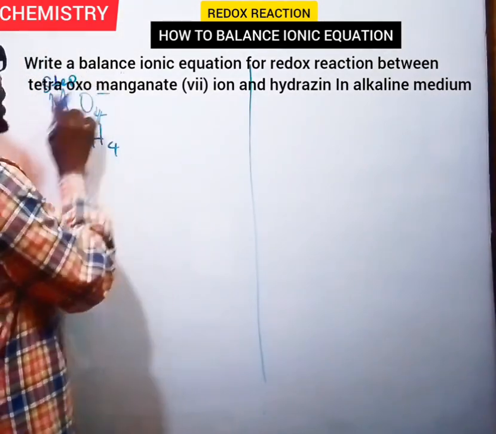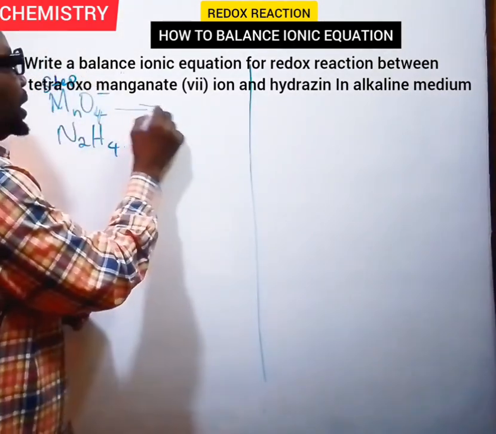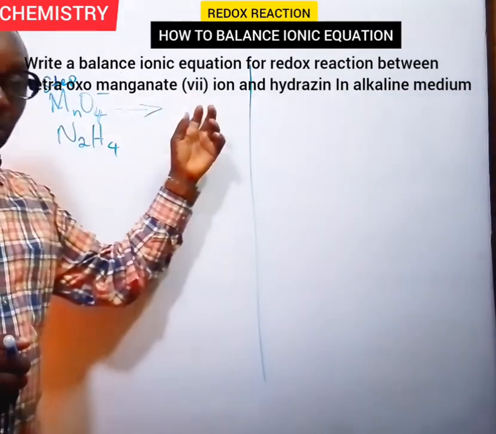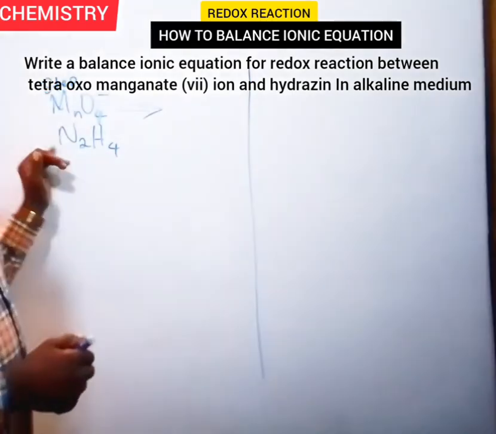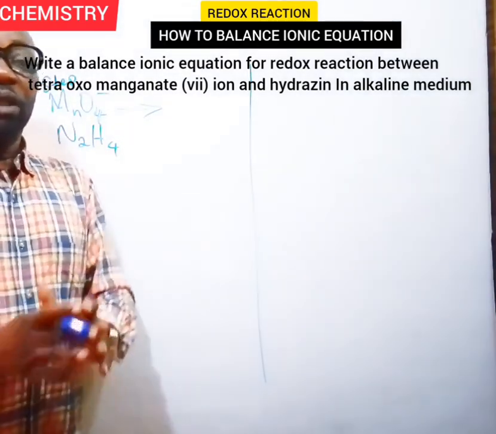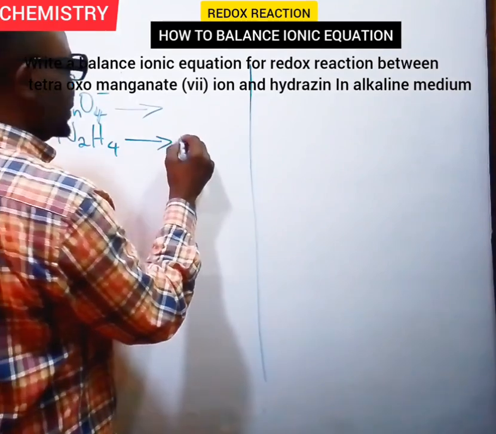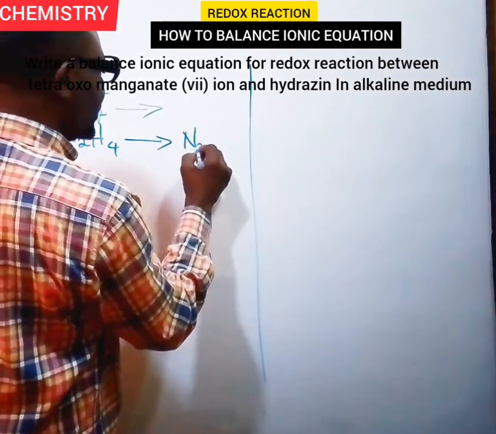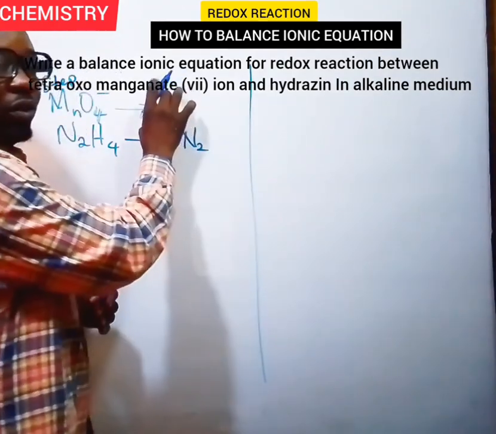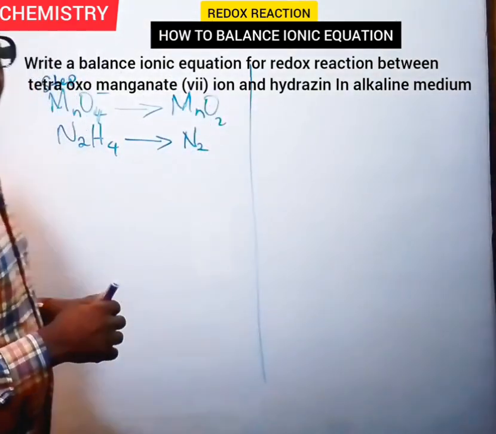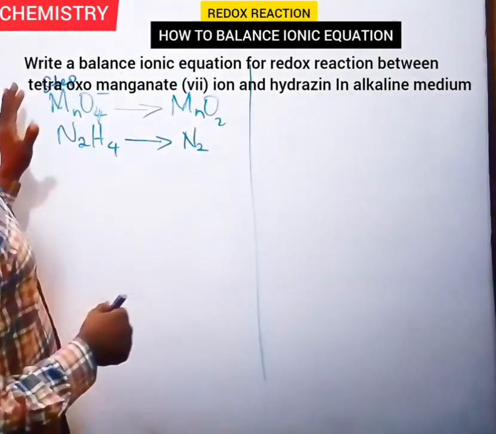Step one, after we've been able to know this: what is the atom that this one is going to form at the product side? This one as well, we are going to look at the atom that is going to form at the product side. This one will form nitrogen gas, and this one will form MnO2. That is step one.